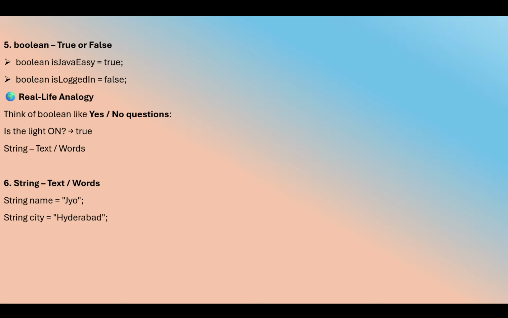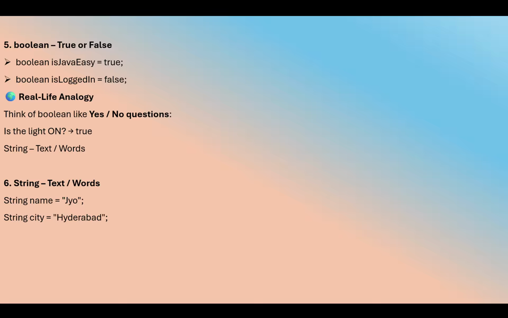And the last one is string. String data type usually stores any text, or it can store multiple characters or multiple words as well. Here we have two examples. Name is the string variable. It is containing the value Joe. It is the collection of multiple characters. Next one is Hyderabad, and similarly we can have something like Jyoti is learning Java. So this whole thing can be assigned to any string variables.